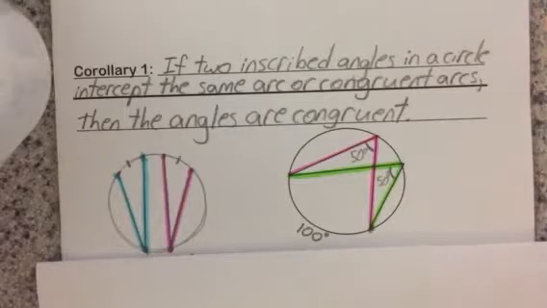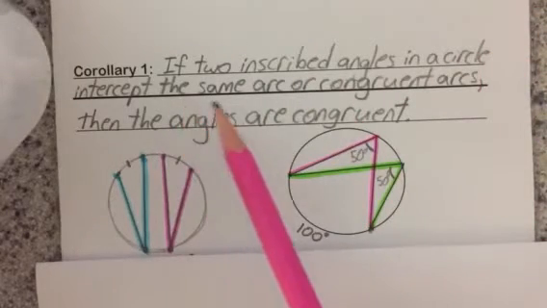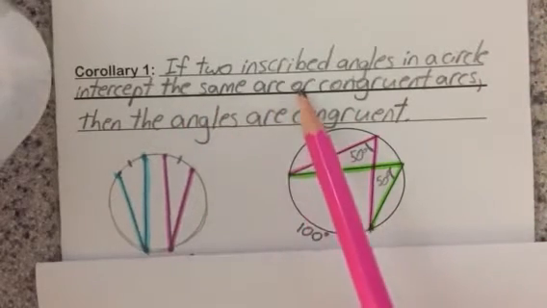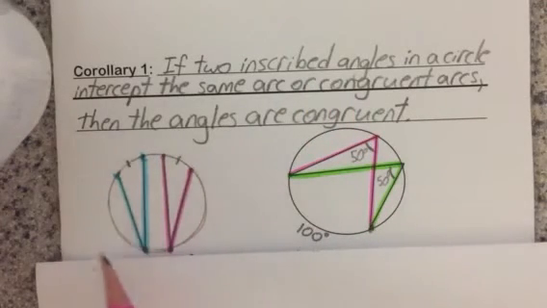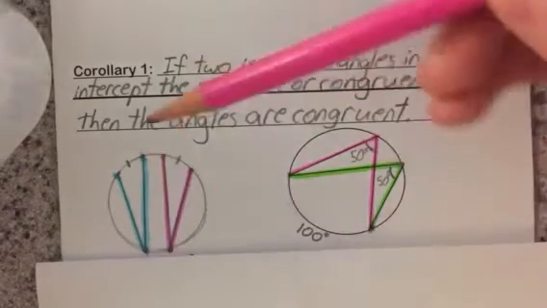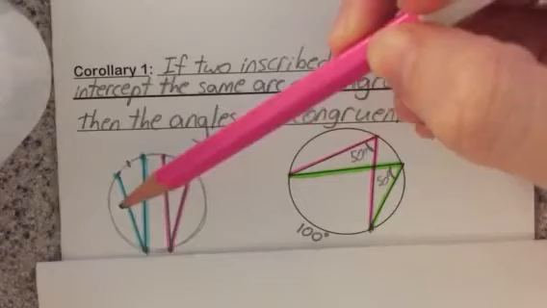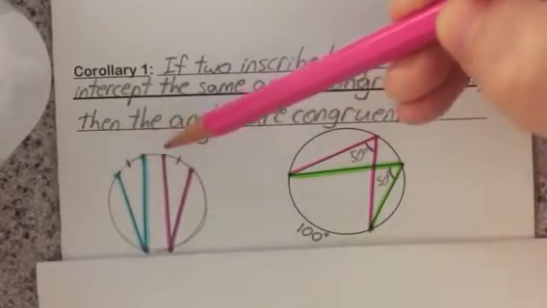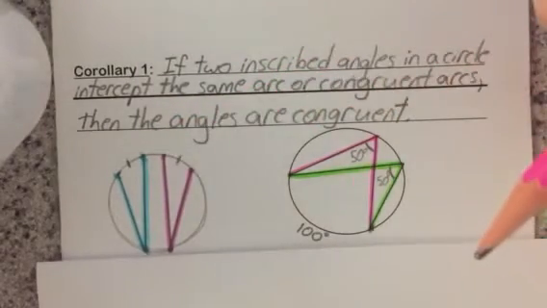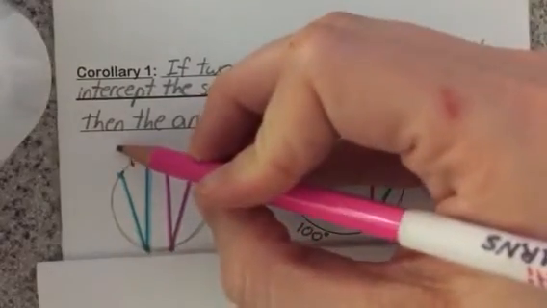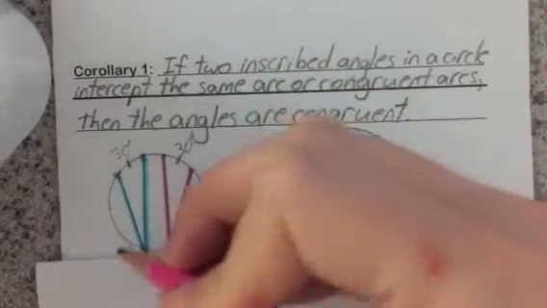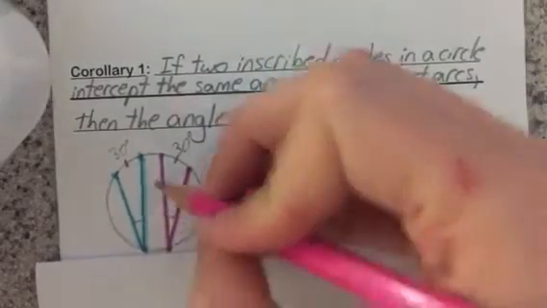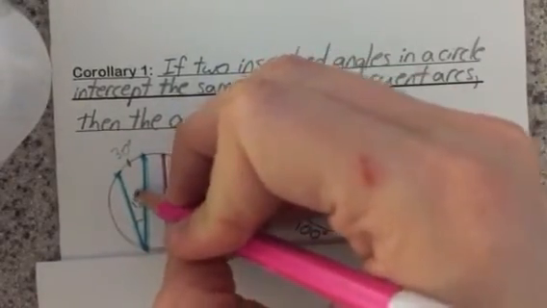So in the corollary, it says if they intercept the same arc or congruent arcs. So I wanted to draw a separate little picture of that over here. They're not intercepting the same arc, but in this one, these two inscribed angles are going to be the same because their intercepted arcs are marked congruent. Okay, so let's say this was 30 degrees. Well, this would also be 30 degrees. And then these angles would be congruent at 15 degrees.